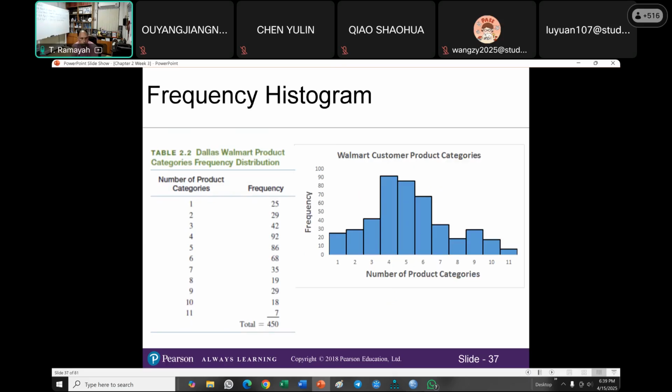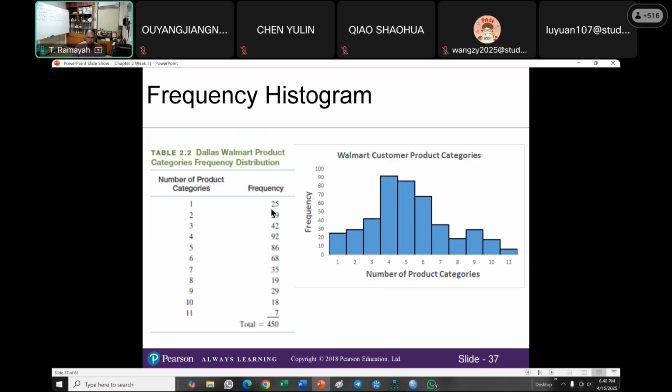So just now we had the number of product categories. We have 11 of them, product category 1 up to product category 11. And we have 450 purchases, right? 450 purchases. So the number of product categories, the possible outcomes are 1, 2, 3 until 11. These are the possible outcomes.